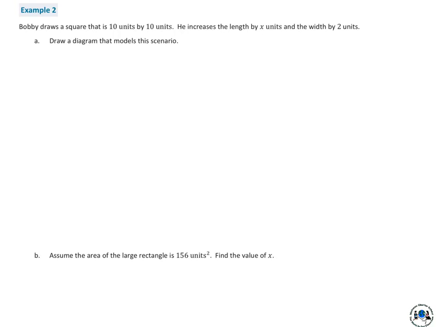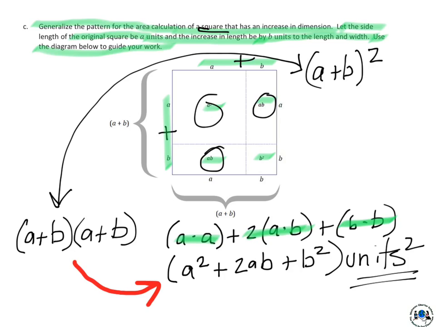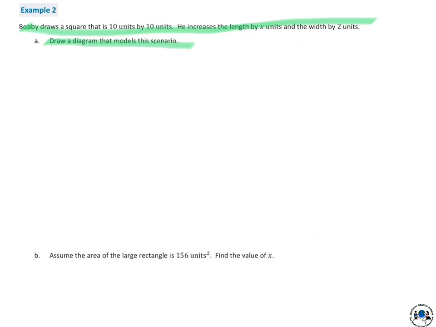Okay, so this example 2 here: Bobby draws a square that is 10 units by 10 units. He increases the length by x units and the width by 2 units. So go ahead and draw a diagram that models this scenario. You're going to draw a diagram in the same fashion as these here, but using these values, and of course paying attention to the fact that we have a variable here. So go ahead and draw that.